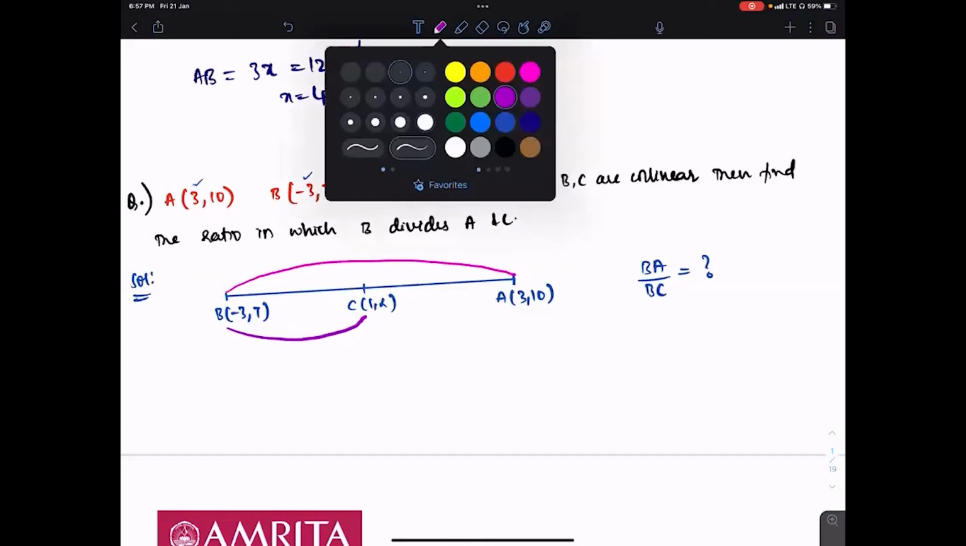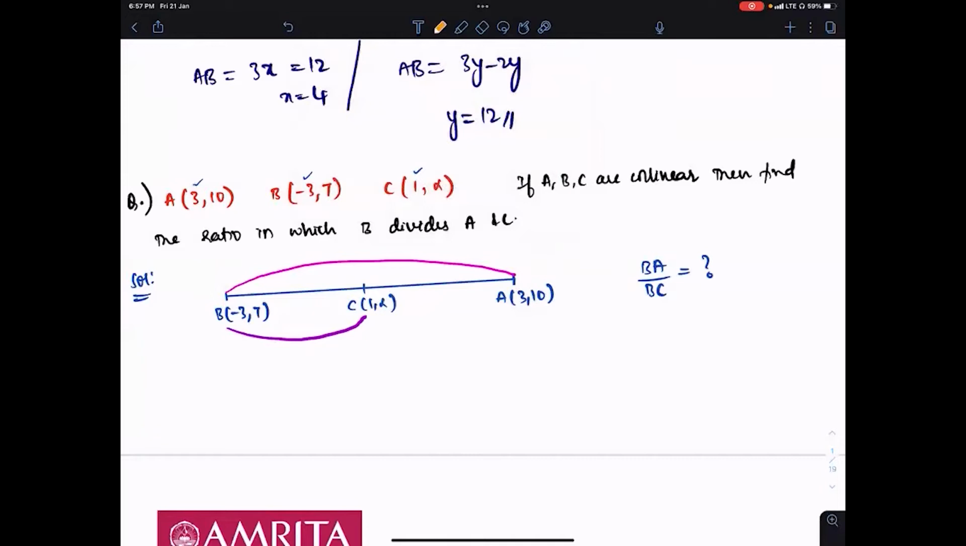Ideally it means the ratio of those two lengths. But you can simply subtract the x coordinates or y coordinates and take the ratio, and you'll get the same answer. That is the main trick here. What is the difference in x coordinates of B and A? 3 minus of minus 3. Difference in x coordinates of B and C? 1 minus of minus 3. Whatever order you follow for the numerator, right minus left, follow the same order for the denominator. You'll get 6 by 4, which is 3 by 2. So your answer will be 3:2.